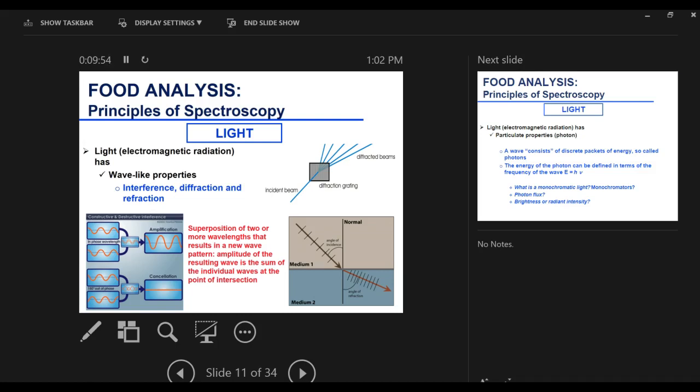So it doesn't continue going in the same direction. It just changes based on the constituents in the medium that it's entering. So the angle of refraction is then correlated with the concentration in your sample. And that's, in simple terms, refractive index. That is what refractive index is based upon.